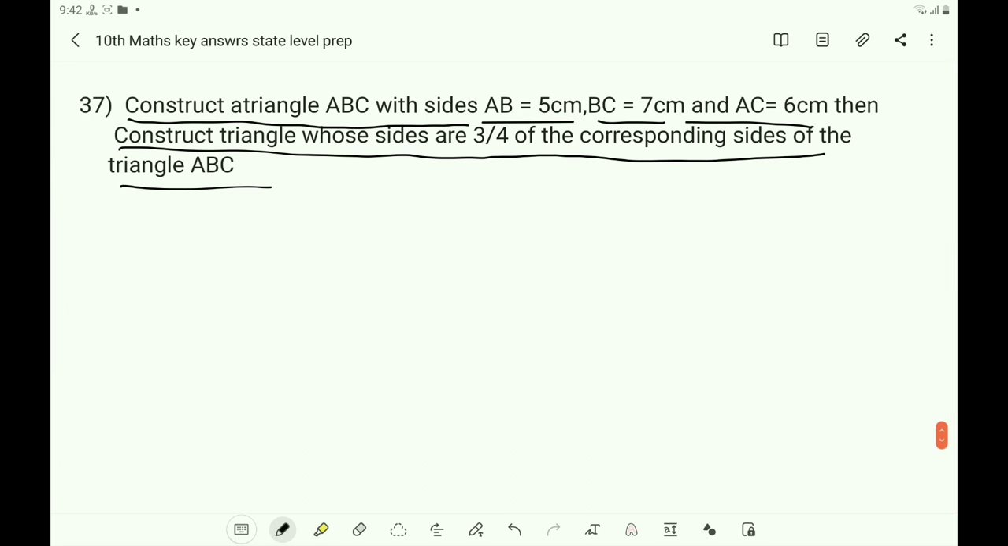Now, I will give you a hint. In the first step, what do you have to do? Draw a line of any length, BC or AC or AB. So, if you want to take BC as a base, BC equals how much? 7 cm. Then, with the help of the compass, measure your AB, which is 5 cm, and draw the curve. And again, you measure 6 cm with C as a center, cut the previous curve and join this. You will get a triangle.